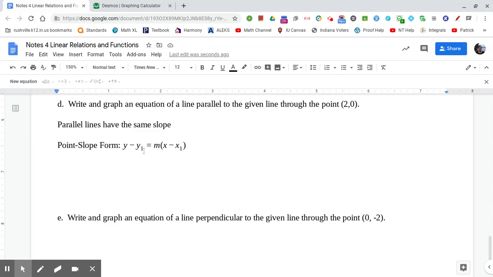So here is point slope form, and now I'm just going to substitute values in. 2 up here is the x value, so I'm going to change my x1 to be 2. 0 is the y value, so I'm going to change this to be a -0, which we should all know we don't need, so I'm just going to have y equals. And then the slope m, again, parallel lines have the same slope, so that was -2/3. And I now have an equation in point slope form.